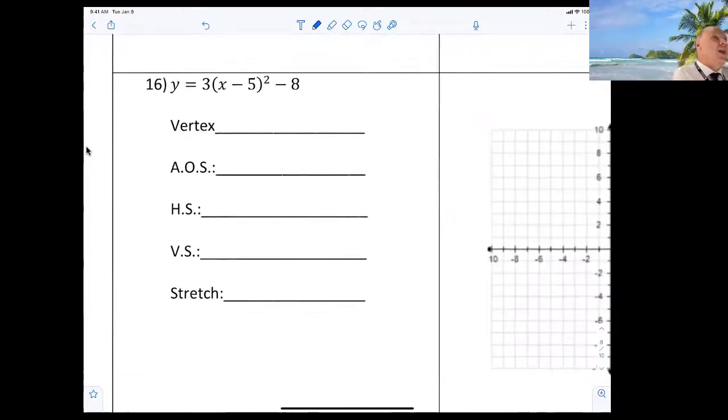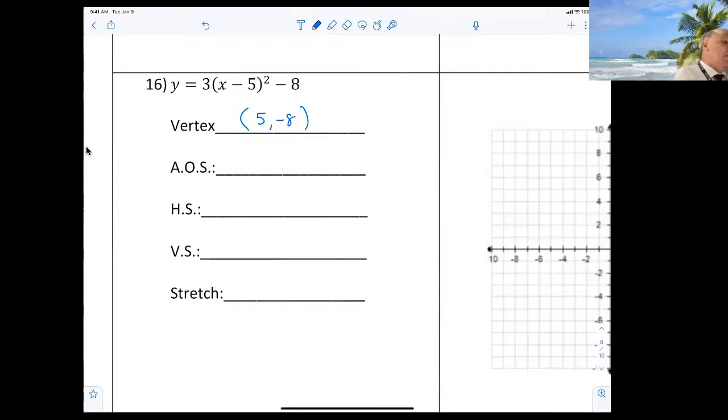Everybody look at number 16 now. All right, try it on your own. When I say vertex, everybody should be able to give me an answer. Vertex is what? 5, -8. And if you accidentally said -5, you need to make yourself a note. The x coordinate is always the opposite sign. The y is the same sign.